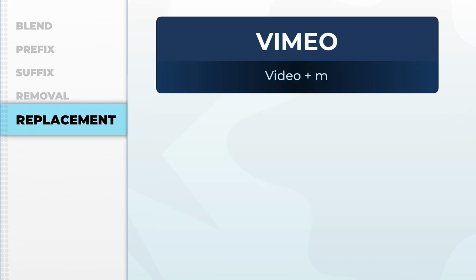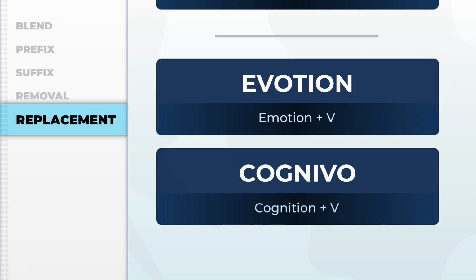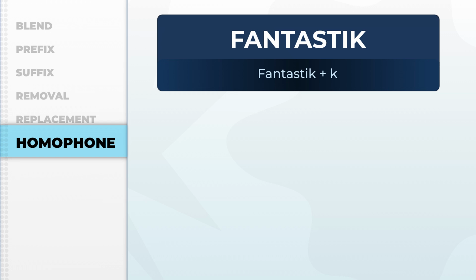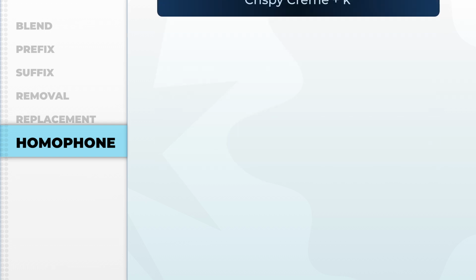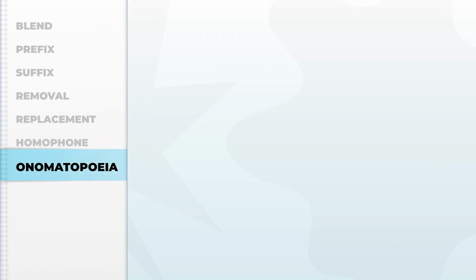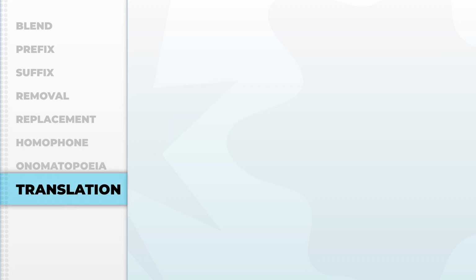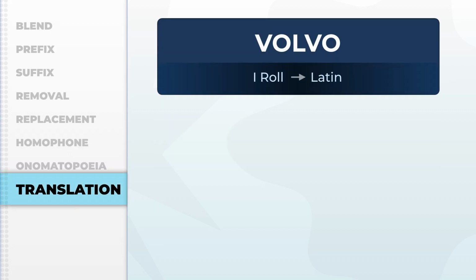The replacement technique, Vimeo is video with an M. We could generate Evotion or Cognivo. The homophone technique, we could change the spelling, like Fantastic or Krispy Kreme. We could generate Behavior or Optics. The onomatopoeia technique, you imitate the sound of your product, like Wii or the golf company Ping, but it doesn't apply to our context. The translation technique, Volvo is I roll in Latin.